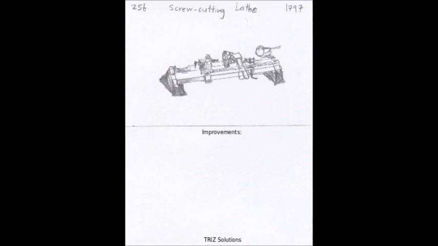Before the screw-cutting lathe, the production of screws and other threaded parts was a labor-intensive process that required skilled craftsmen to manually cut threads by hand. This process was slow, expensive, and often resulted in parts that were not interchangeable.